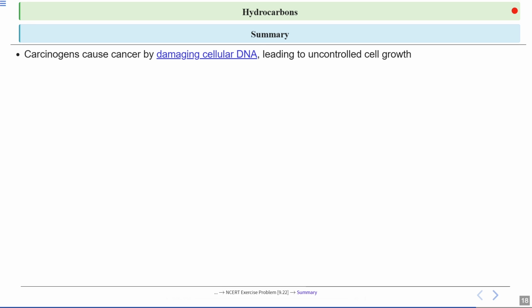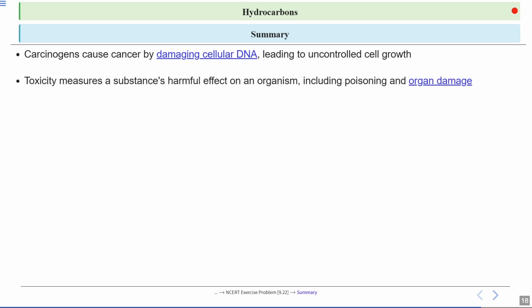Now let us summarize today's class. We started with carcinogens. Carcinogens are substances that can cause cancer, and they do this by damaging the DNA inside our cells. When DNA is damaged, cells can start to grow out of control, which is how cancer develops. DNA damage is a key mechanism in how carcinogens work.